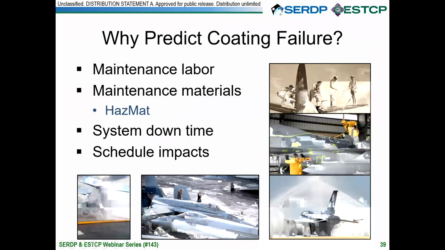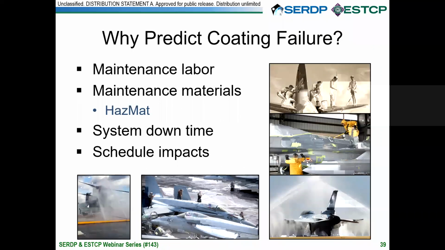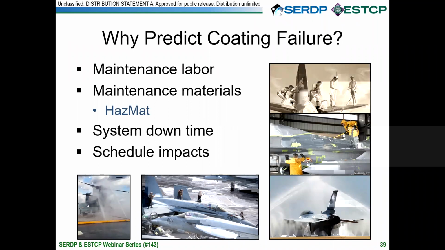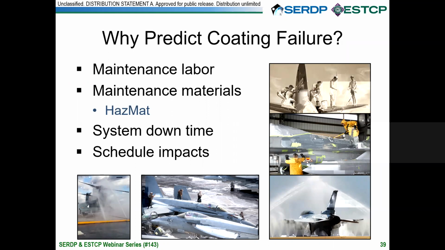So why do we need to predict coating failure? Why is this important for the DoD? Well, corrosion and coating degradation cost the DoD billions of dollars, as Captain Andrews just discussed, through maintenance labor and materials, which includes hazardous waste generation, also system downtime and schedule impacts. In addition, the environmental impact from hazardous materials is something that the DoD is actively trying to reduce. The key point here, as Captain Andrews was saying, is that all of this directly impacts mission capability for the DoD, and that's really the number one priority.